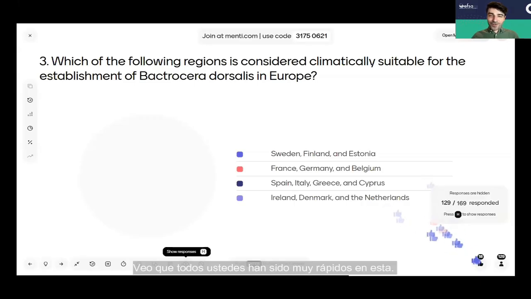I see all of you are really fast in this one. Let's see if you answered the correct one afterwards with Stephen and Georgia.